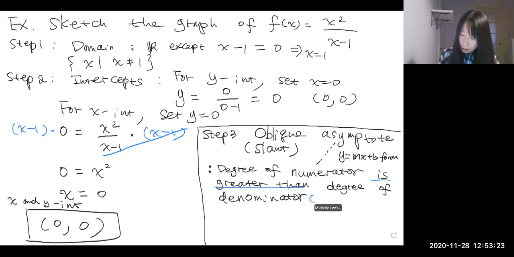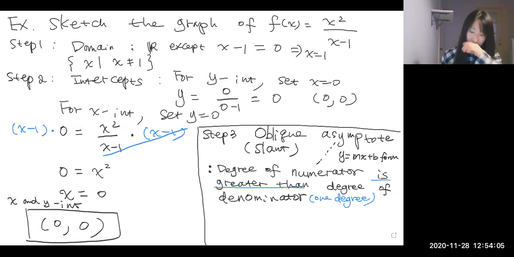Greater, so 1 degree. So we talk about polynomial rational functions, okay? If the numerator is 1 degree greater than the denominator, then an oblique asymptote exists, okay? With the same degree, there is a horizontal asymptote, right? And if the degree of the numerator is less than the degree of the denominator, there is a horizontal asymptote as well, right? Maybe in the future, I'll make a video for asymptotes as well.